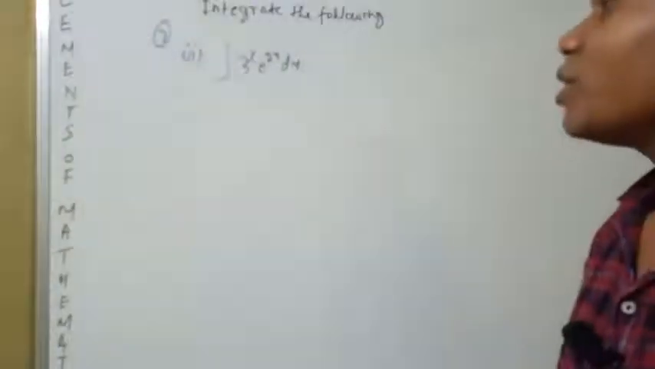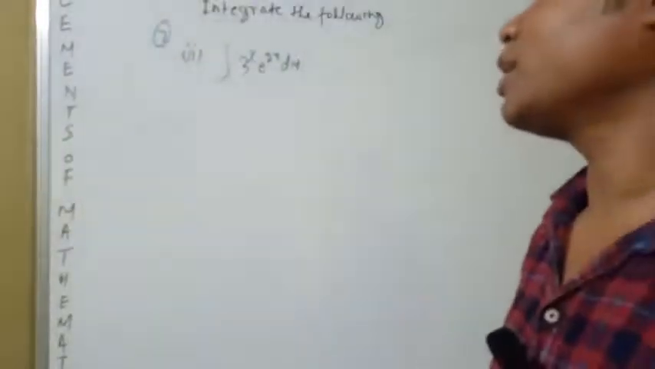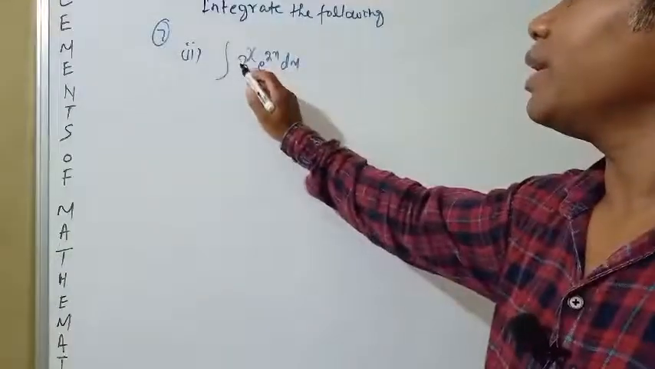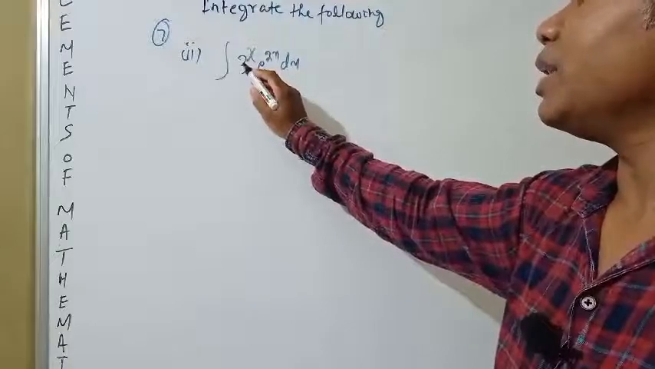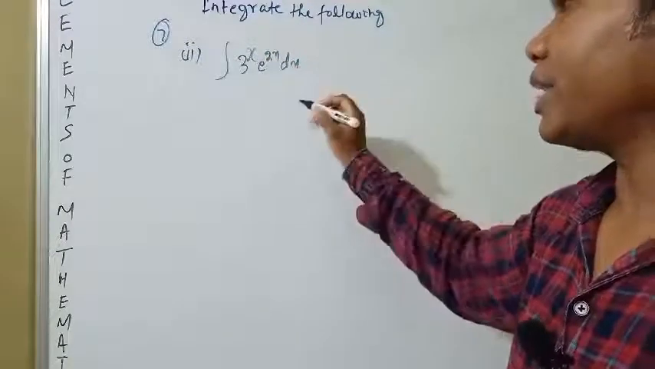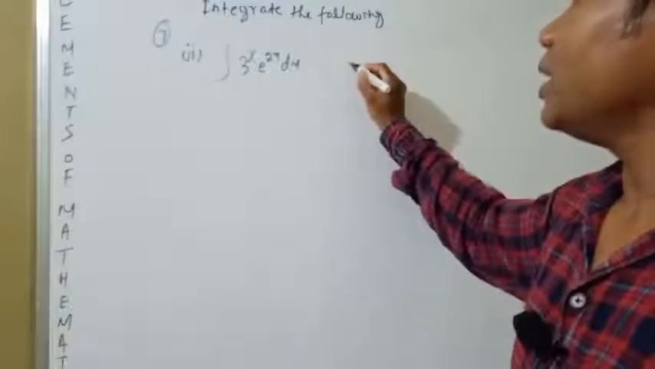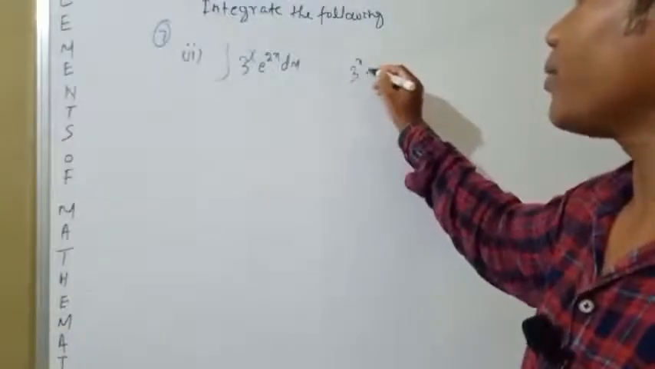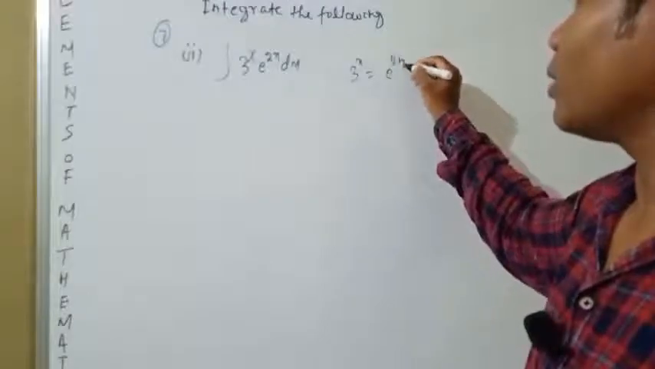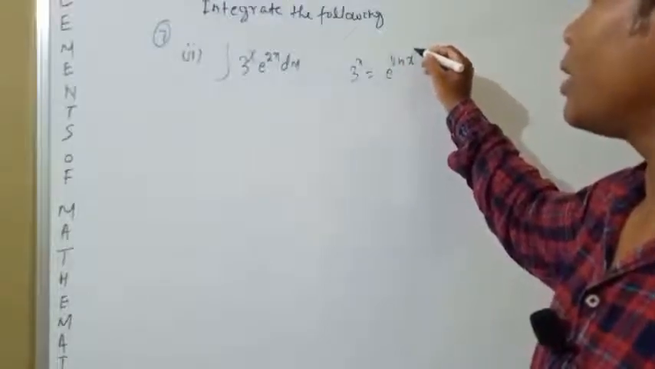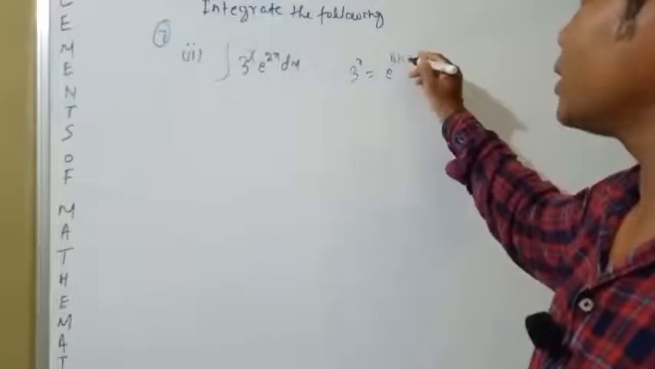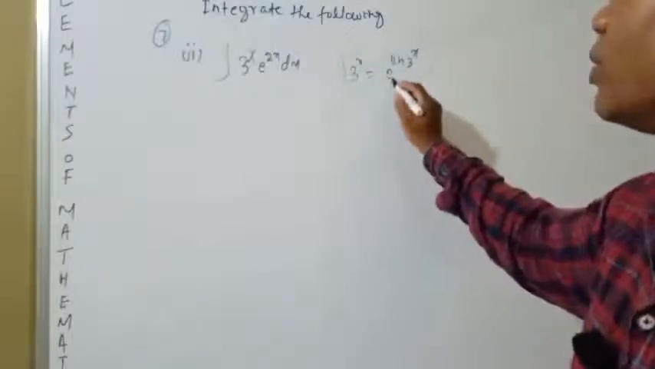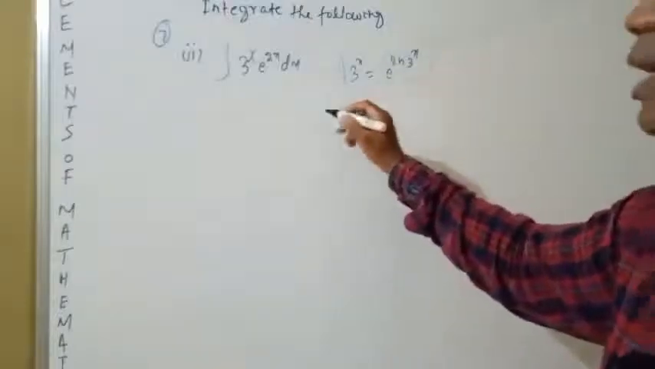You see question number 2, question number 7 bit 2. I can do it in a different method. Here given integration of 3 to the power x e to the power 2x dx. Okay, 3 to the power x I can write as e to the power ln 3 to the power x.